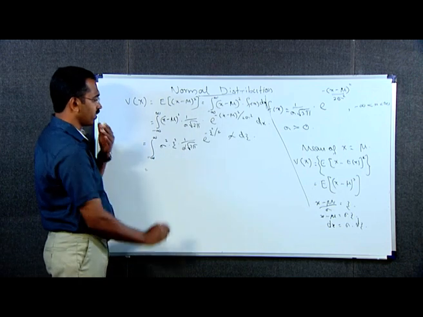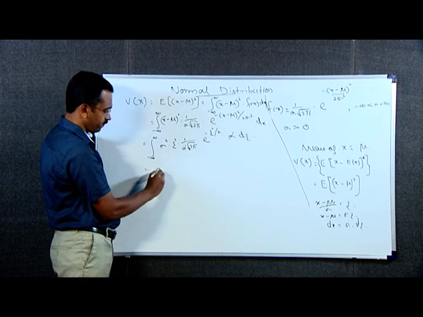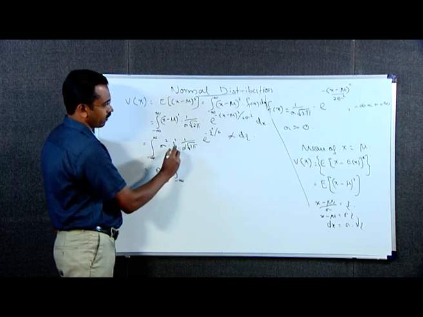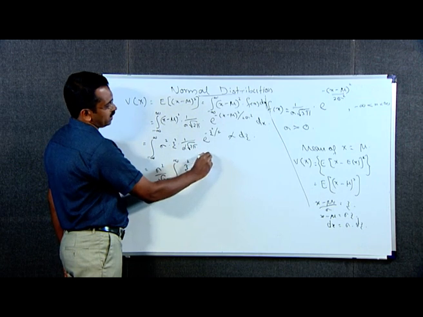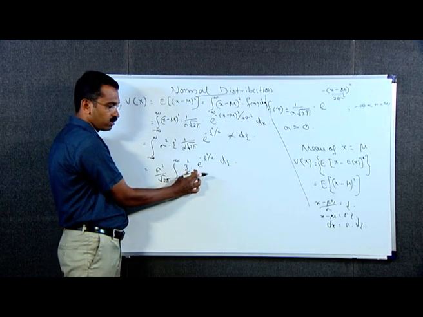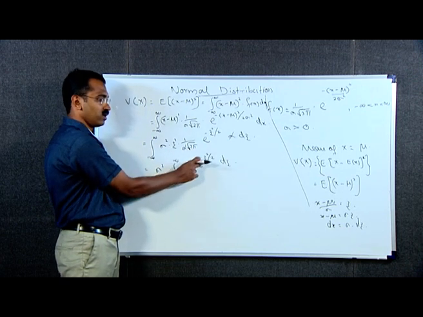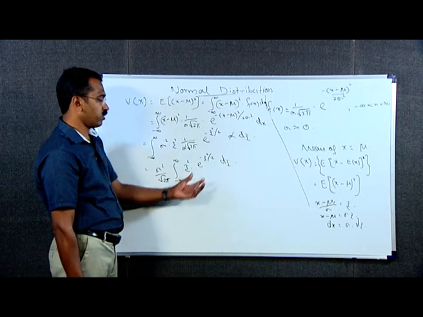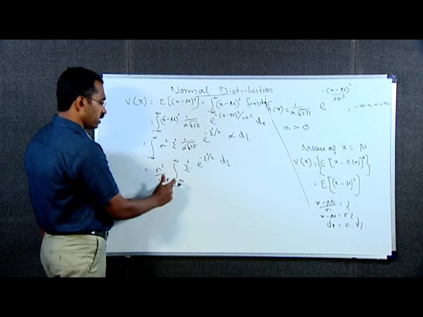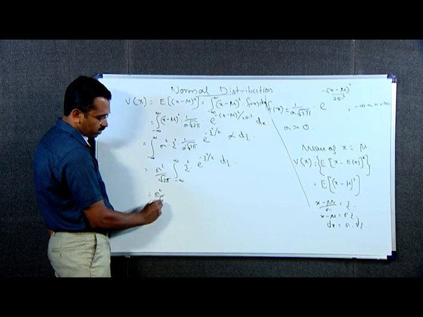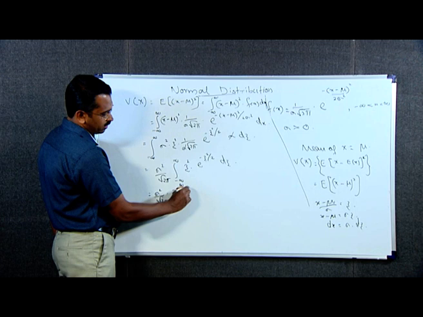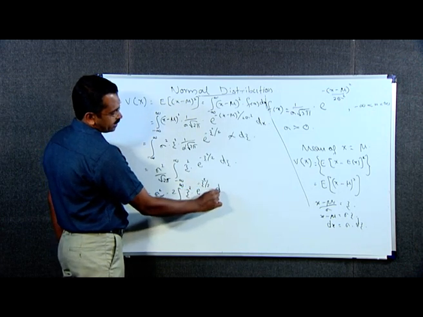The remaining terms are sigma square divided by root 2 pi into integral from minus infinity to infinity z square into e raised to minus z square by 2 dz. Here the integrand is an even function, because z square is even, and e raised to minus z square by 2 is also even in z. Therefore, we can write this as sigma square by root 2 pi into 2 times integral from 0 to infinity z square e raised to minus z square by 2 dz.